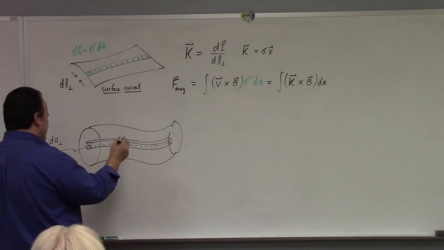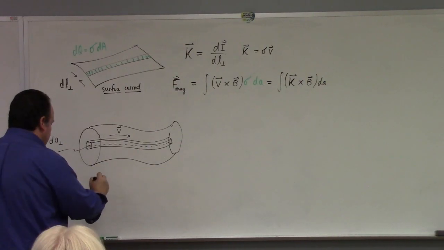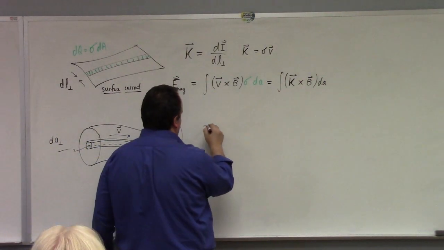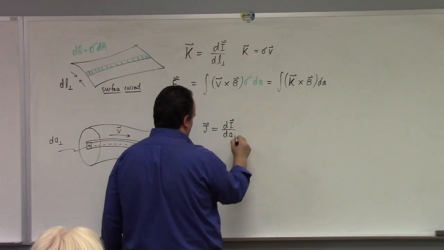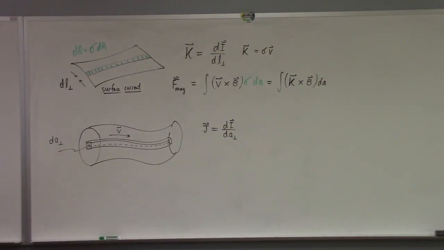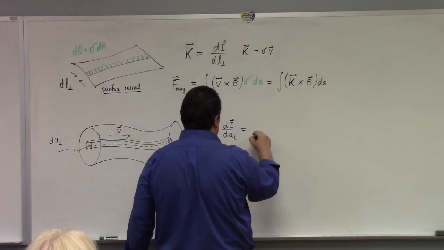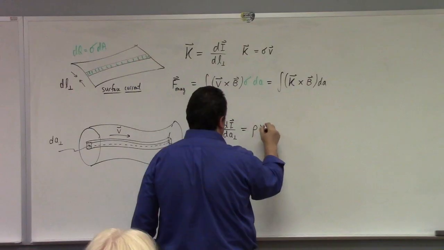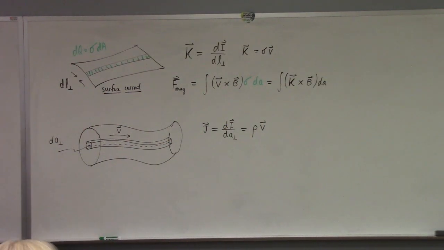And of course your current's going with velocity v, right? And the current density in this case is di over dA perp. All right, so this, you could also write as the charge density times the velocity, right? Where here I'm talking about the charge density of the moving charges, the free charges which are moving in the current. That's the rho I'm speaking of here.